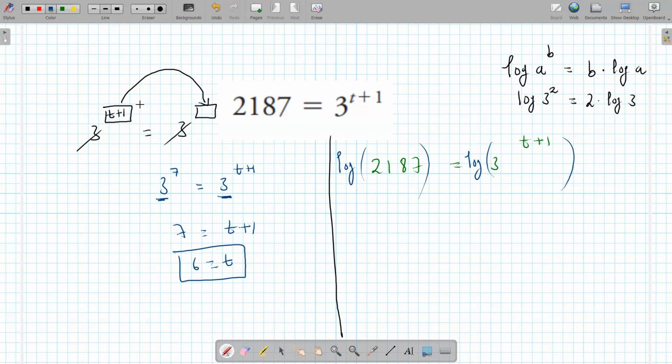That's what we're going to do here. There's a log, which means this exponent, we're allowed to bring it in the front. So it becomes t plus 1 times log 3. And on the other side, we have log of 2187. Here, we had an exponential equation in the beginning, when the unknown was in the exponent. But now we have a linear equation. t is on the same level. How do we solve this equation for t?